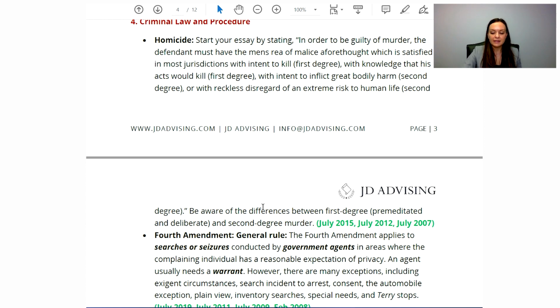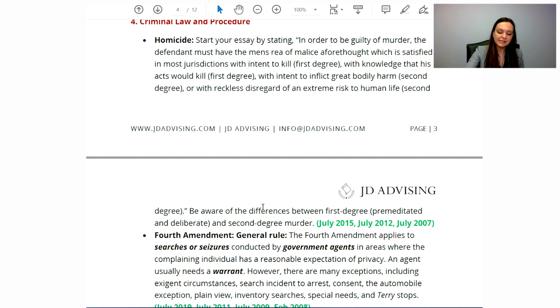So for instance, in the majority of jurisdictions, it requires recklessness. In the minority of jurisdictions, it requires gross negligence. And oftentimes when they've tested this in the past, they don't tell you which jurisdiction you're in. So they're expecting you to articulate the fact that there are different approaches and then for you to analyze whether or not the person in question would be liable for that level of homicide under the majority approach as well as under the minority approach.